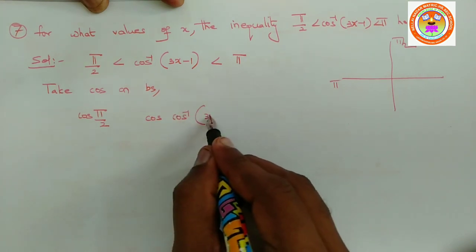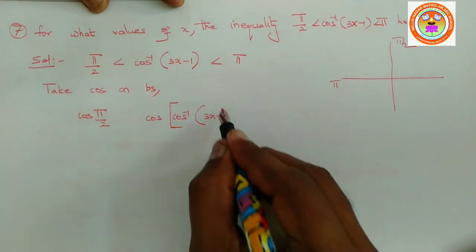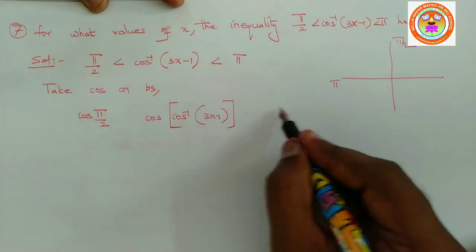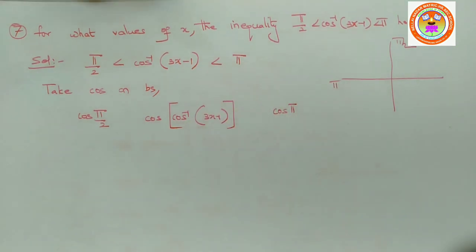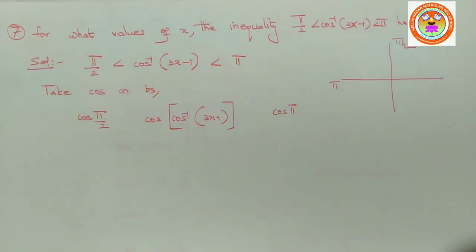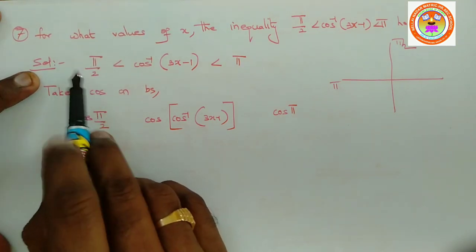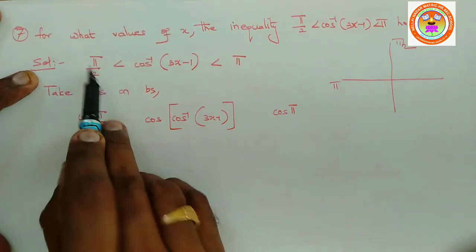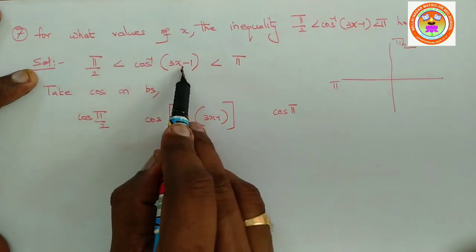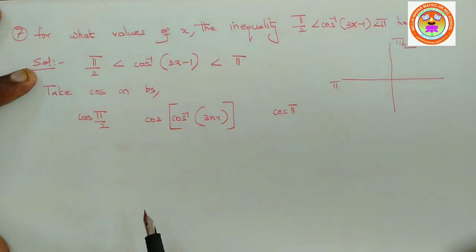Cos inverse of 3x minus 1. I will write the inequality afterwards. Can you listen to what I am saying? Listen very carefully. If I take cos pi by 2, cos inverse of 3x minus 1, cos pi.